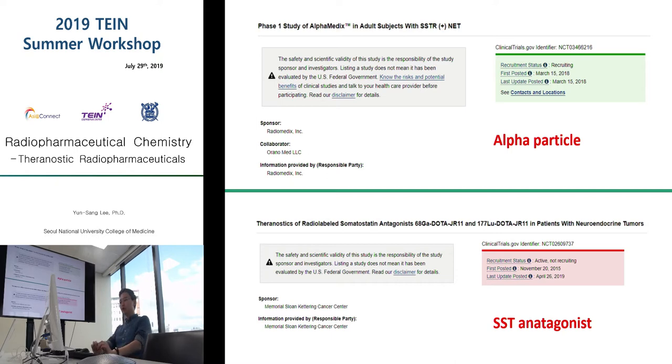And also, although these antagonists theoretically don't internalize, there was no difference or a lower clearance rate compared to the agonist. So right now, there are studies to show whether these antagonists have a better effect in both imaging and therapies.